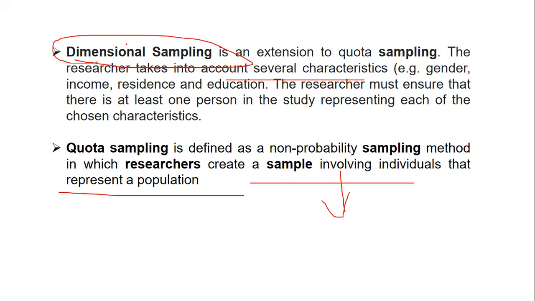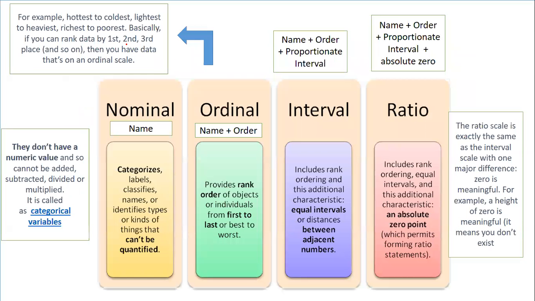So this was all about sampling. Next we have scales of measurement, on which you have had questions in recent cycles. When we talk about scales of measurement, you have four scales: nominal, ordinal, interval, and ratio. The nominal scale is based on categories or labels which are not quantified. You do not have any numeric value, you cannot add, subtract, or divide. You only have categories in the nominal scale, that is, only names.